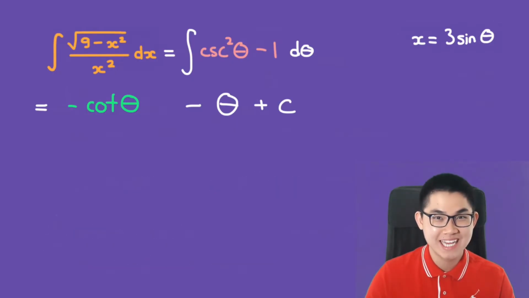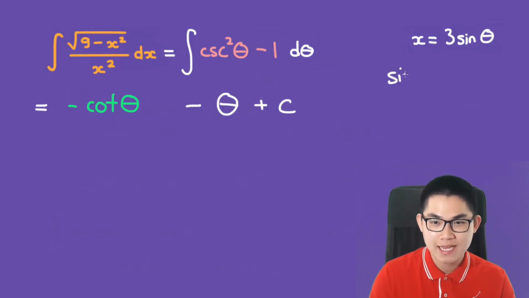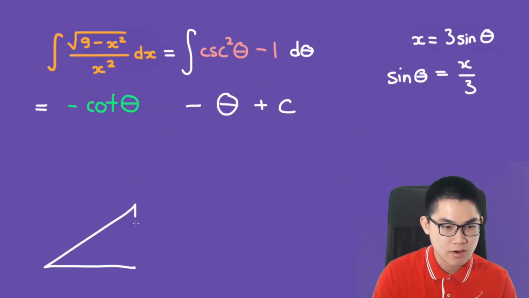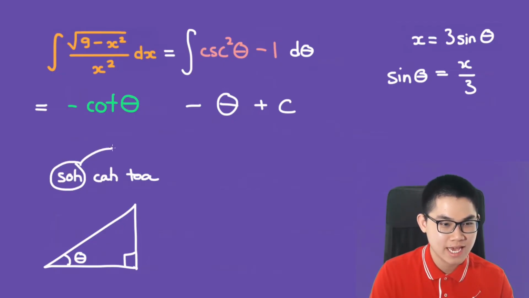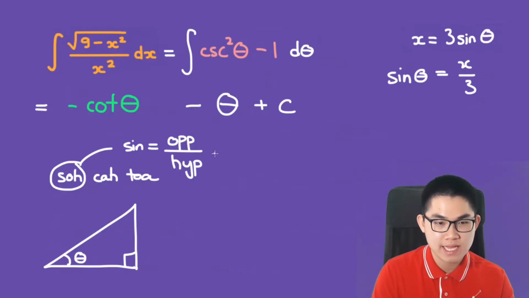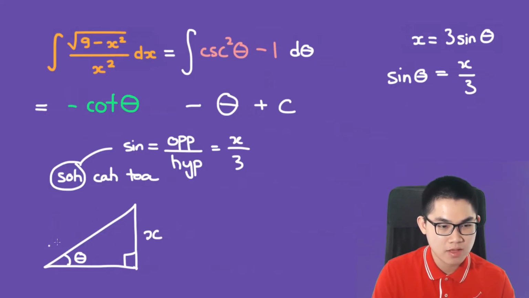And we're almost done. So remember the x equals 3 times sine of theta. This is where it comes in. From this, we know that sine is x over 3. And if you take a look at our triangle, this corner here is theta, then we have the SOHCAHTOA rule. So the SOH rule says that sine is equal to opposite over hypotenuse. And our opposite will be the x, and the hypotenuse will be the 3.